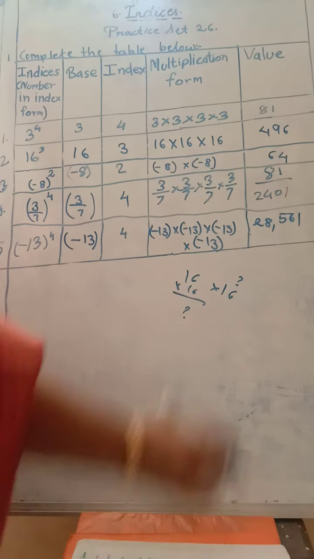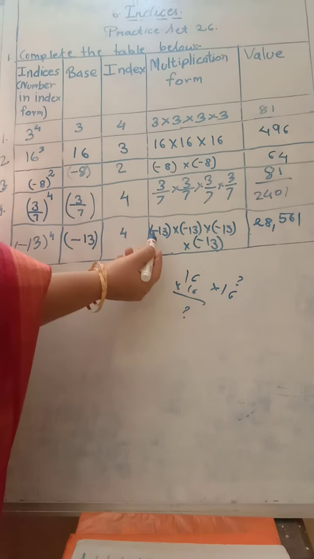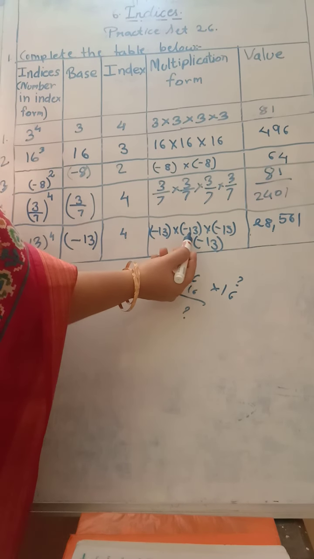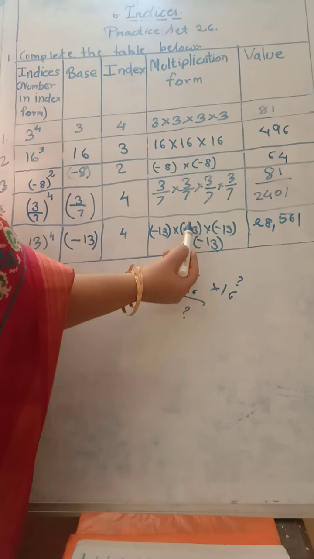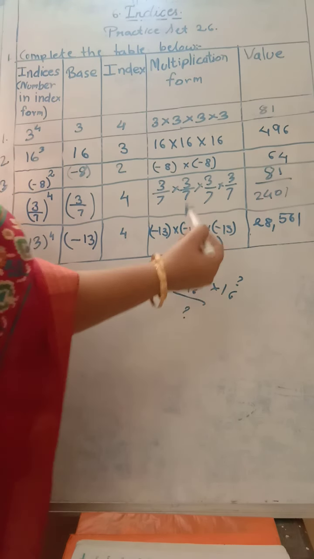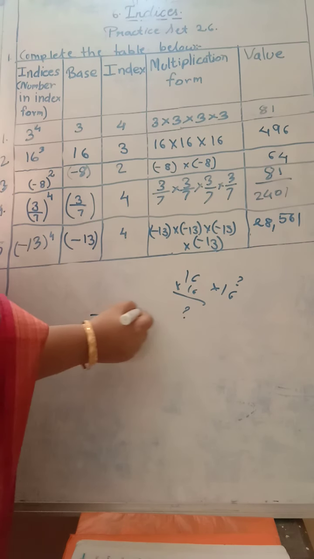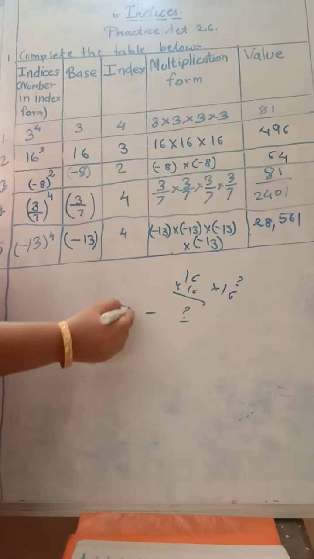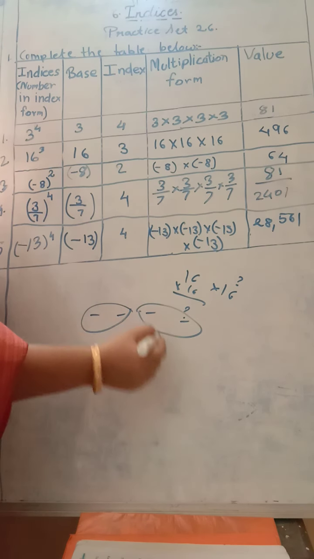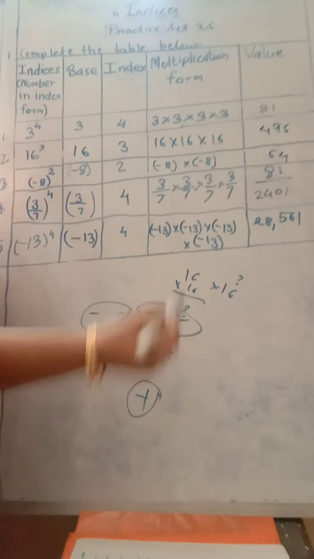28,561. You can do this in rough work and check. Now why is the answer positive? See, minus minus will give positive. Again, positive times negative negative. Negative positive, or see here, 4 times minus sign. This answer will become positive and this answer will also become positive. Positive will give us positive.